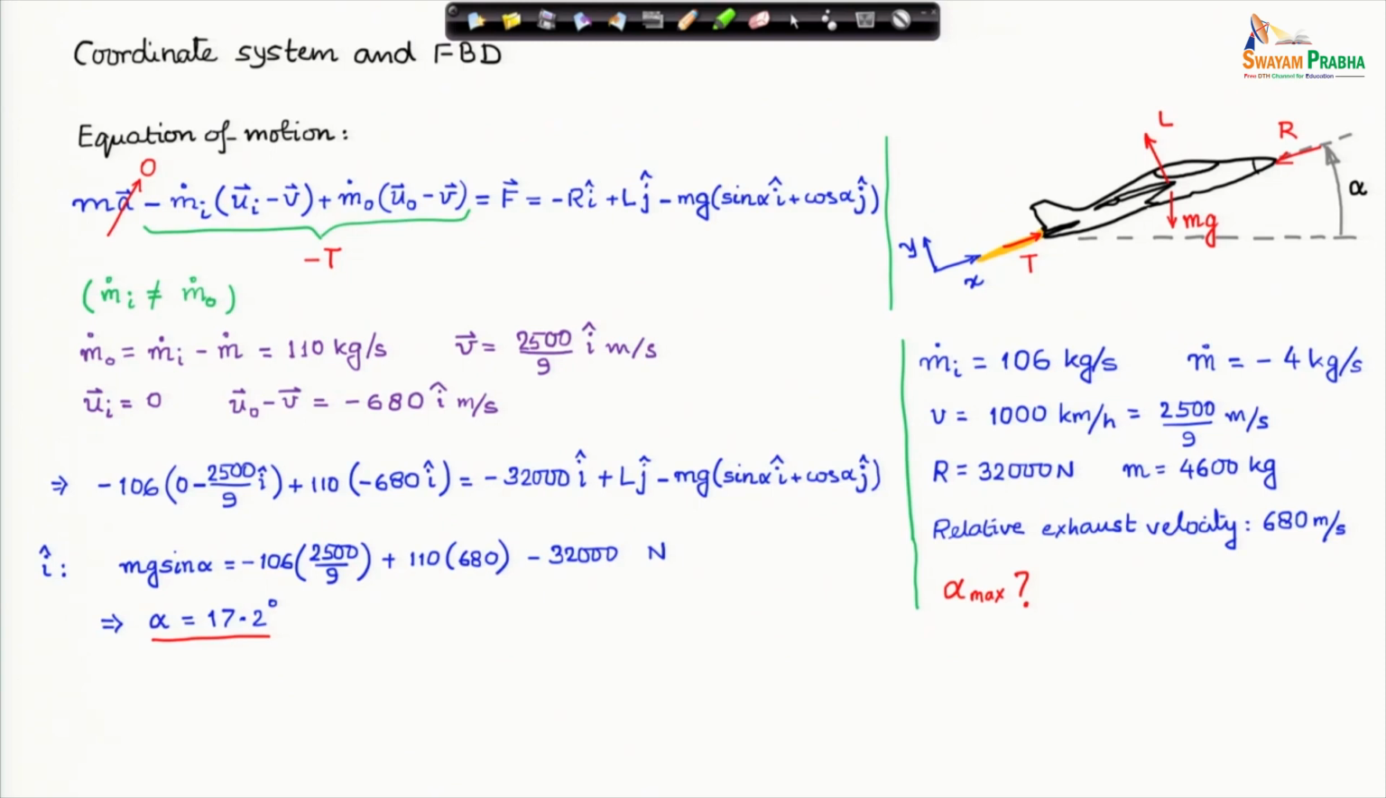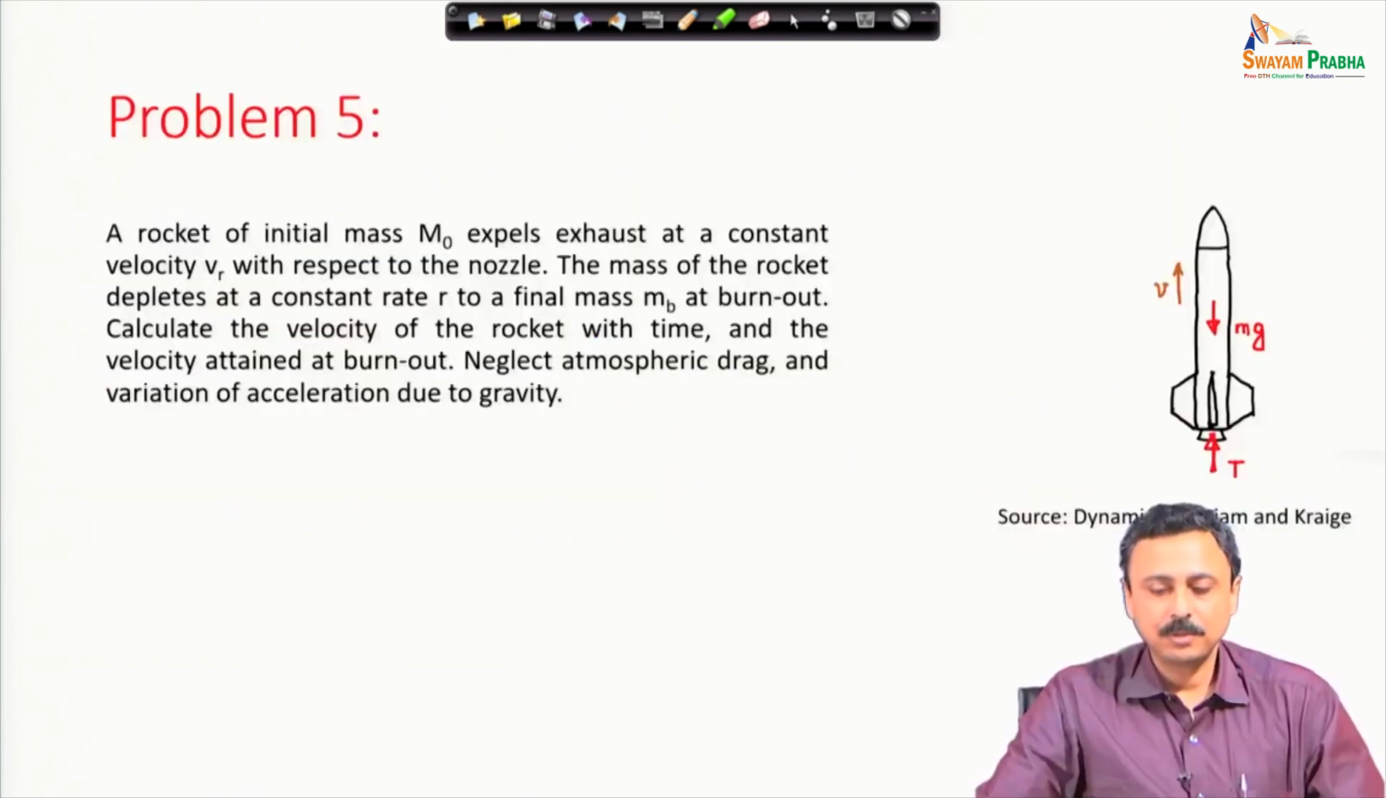Now, when the mass changes substantially, this value is going to change, of course. And from the j component of the equation, I will get the lift force, and you can plug in the value of alpha, and you can get how much is the lift force on the aircraft. Okay, that completes this problem. Let us move to the next problem, which is of a rocket.